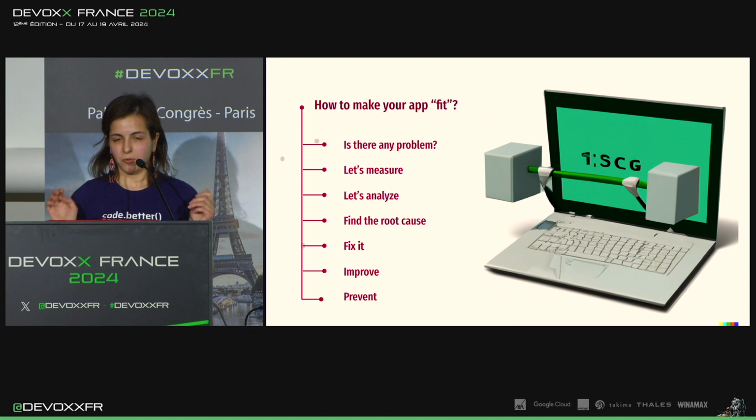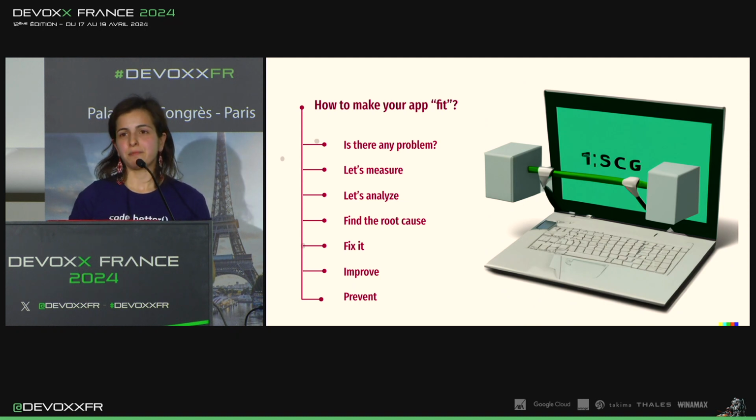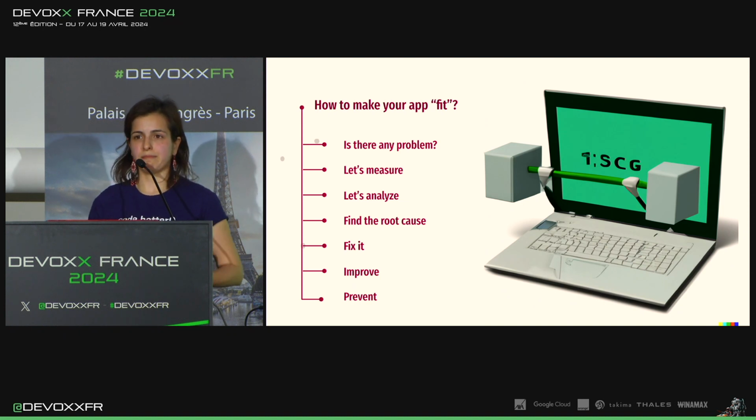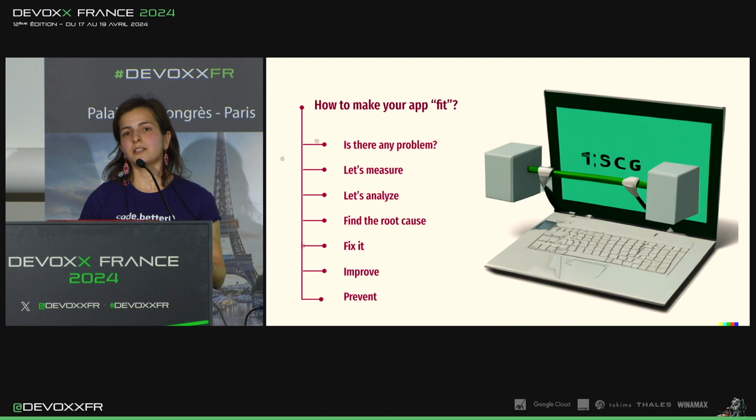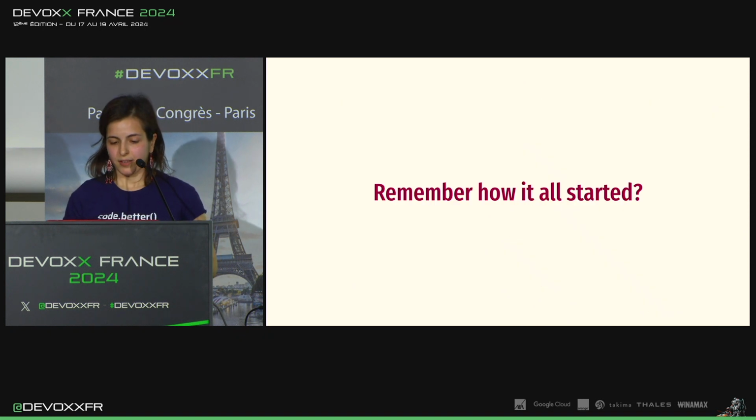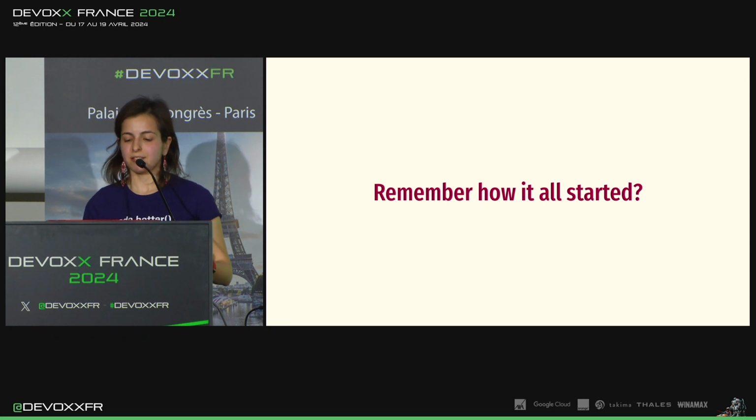So we improved, we reduced the memory footprint, and what is the next step? The next step is to never make it happen again. Let's try to prevent potential memory leaks, at least in the places that we think are dangerous. And in order to continue with that topic, let's recall, do you remember how it all started?